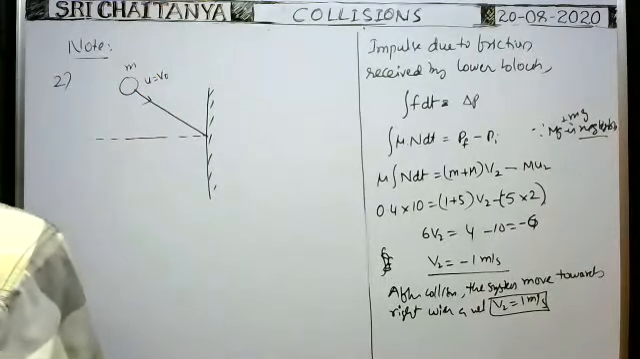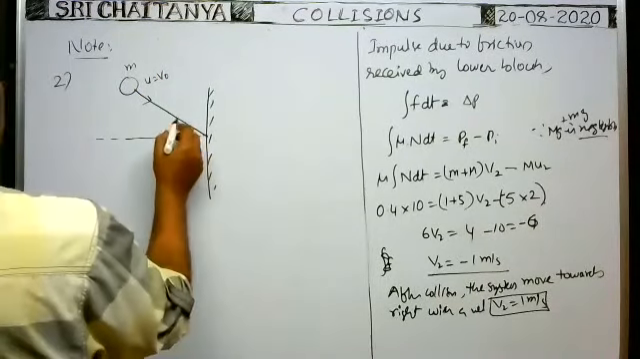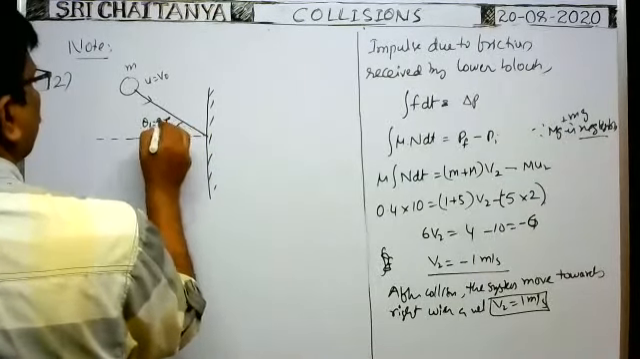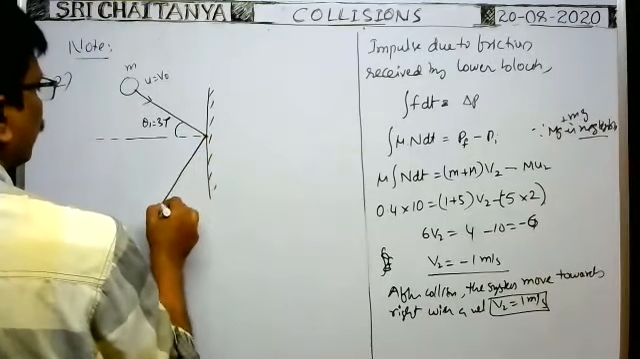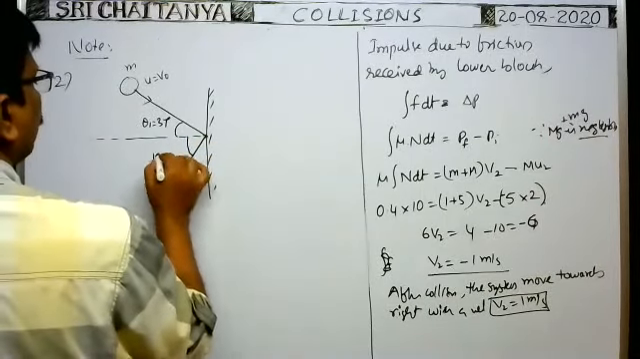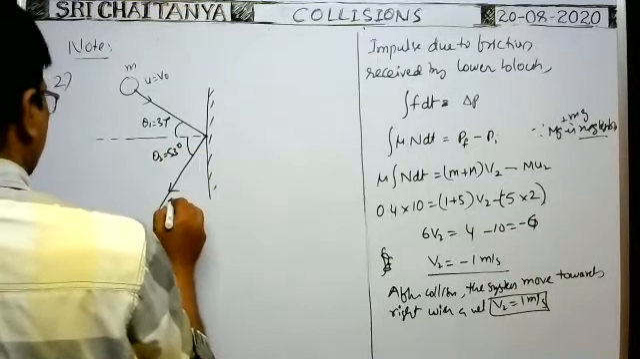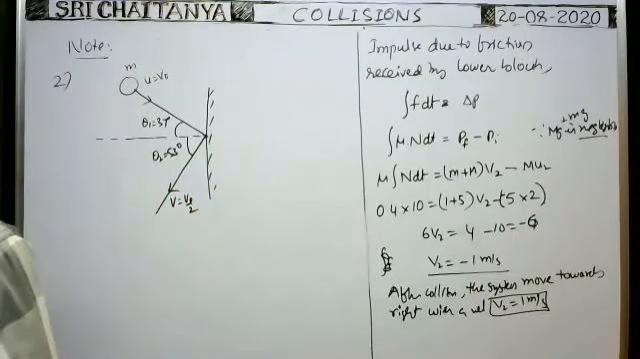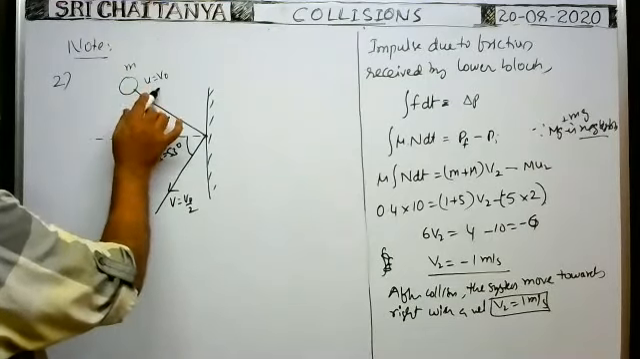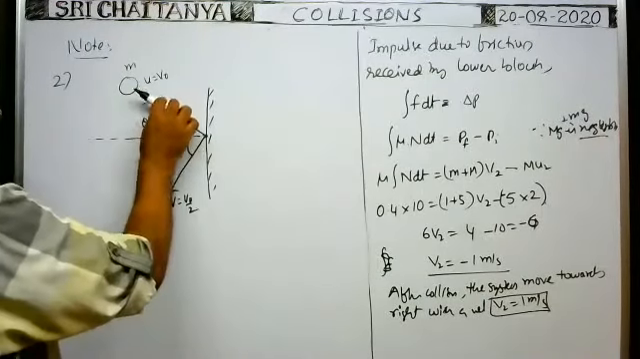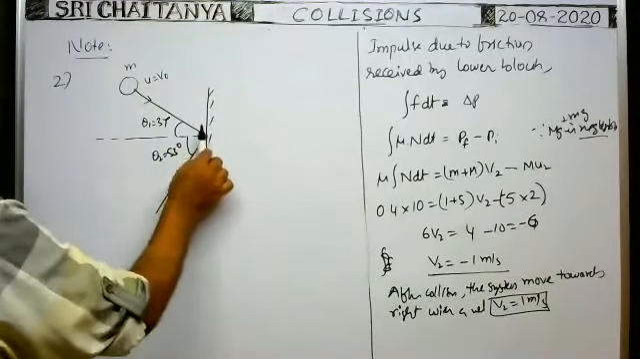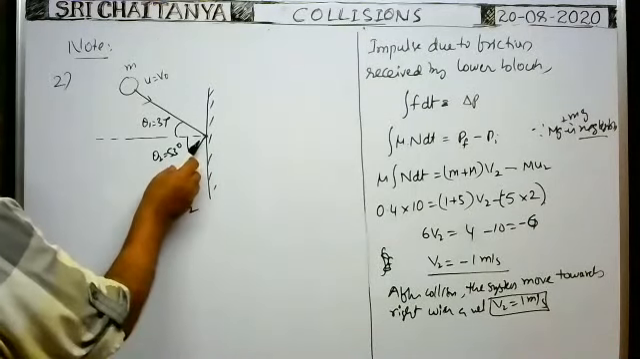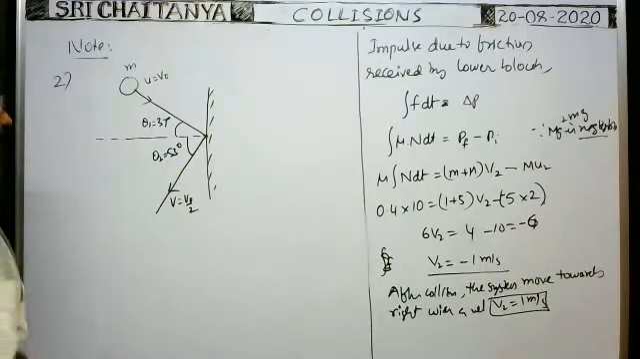A ball of mass m moving with velocity v0 collides with the wall at an angle theta 1 equal to 37 degrees. After collision, it rebounds with another velocity v, making an angle theta 2 equal to 53 degrees, where v is given as v0 by 2. So the direction of motion makes 37 degrees with the normal to the wall before collision, and after rebounding with v0 by 2 it makes 53 degrees with the normal to the wall. So it is given like this.